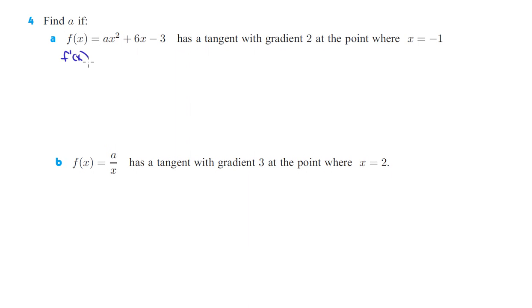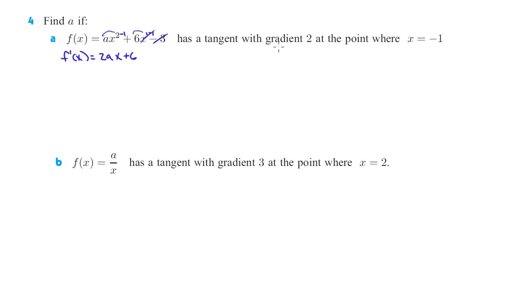F prime of x. 2 times a is 2a, x to the first, right? And then this is 1 times 6 is 6. And then subtract that 1 there, and those x's are gone. And then the derivative of the constant is 0. So our derivative function is 2 times whatever a is times x plus 6.